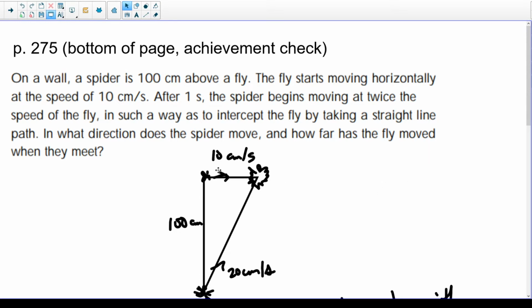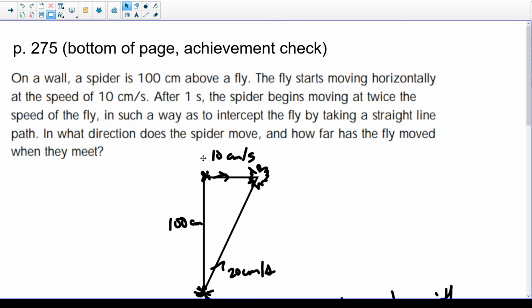So the idea is you have this fly sitting on the wall 100 centimeters above the spider. The fly starts to move at 10 centimeters per second horizontally, and then the spider 1 second later takes off along the wall and has to try to catch the fly. So obviously the spider's going to have to move at an angle with respect to the fly to catch the fly at this spot here. Okay. Now there is a lot of stuff happening in this question.